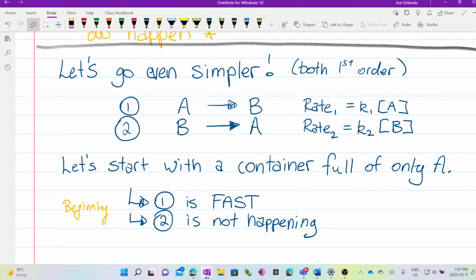At equilibrium, what's true? This reaction is happening at the same rate as that reaction, which means that this rate is equal to, and we all remember Euclid's first axiom, which states that two things that are equal to the same thing are equal to each other, which means that this rate is equal to that rate, and if that rate is equal to that rate, then K1A must be equal to K2B. That's what happens at equilibrium.